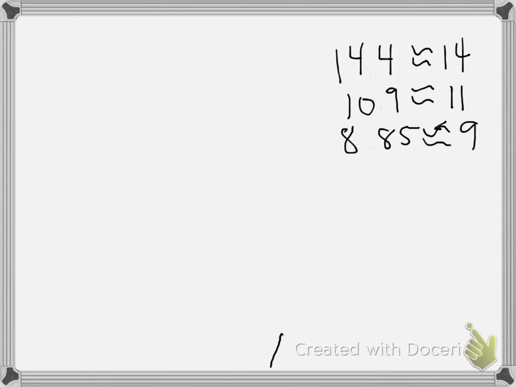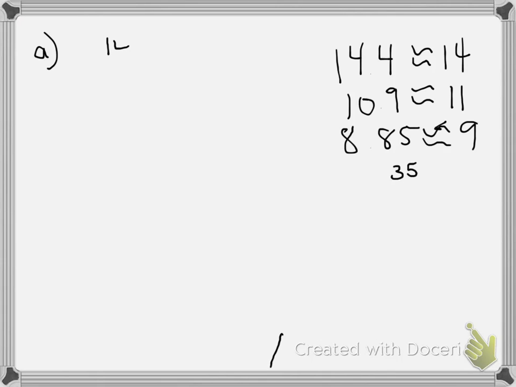So then I would say 14 is close to 15, 11 is close to 10, and 9 is close to 10. So I'm thinking my answer should be around 35. That's my estimation to start, just to make sure I get approximately the right answer. So when I'm adding decimals, I need to start by lining up all our decimals.